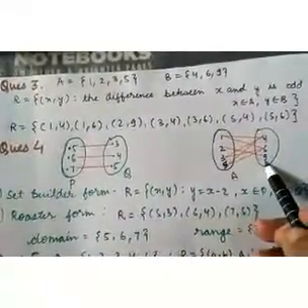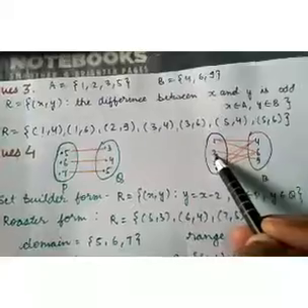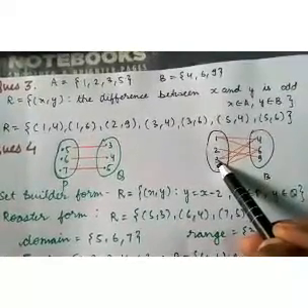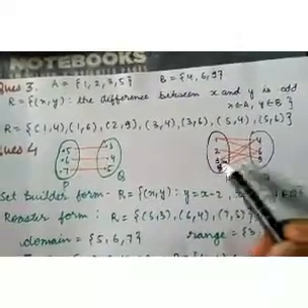This is set A, this is the set B. So 1 has two images, 4 and 6. So 1, 4, 1, 6. Then 2 has only one image, 9. 3 has two images, 4 and 6. And then 5, 4, 5, 6. So this we have represented in the pictorial form also.